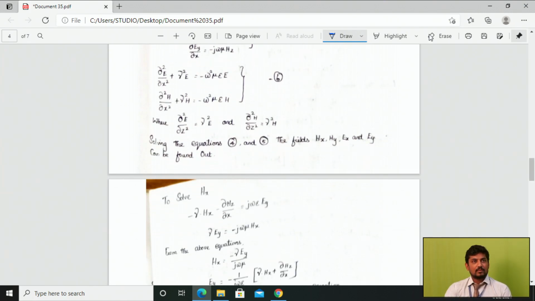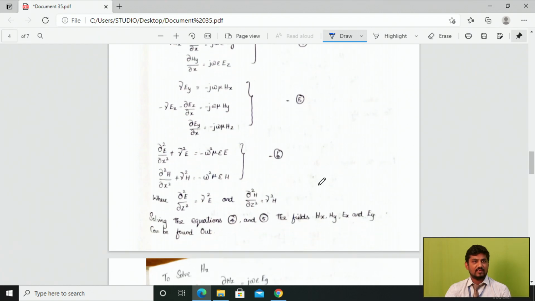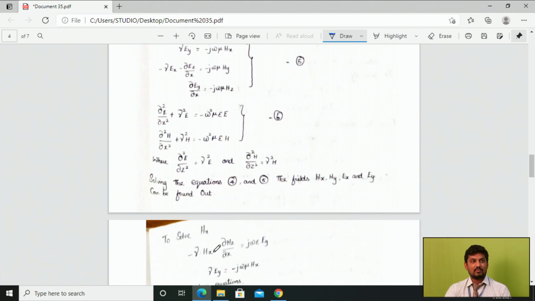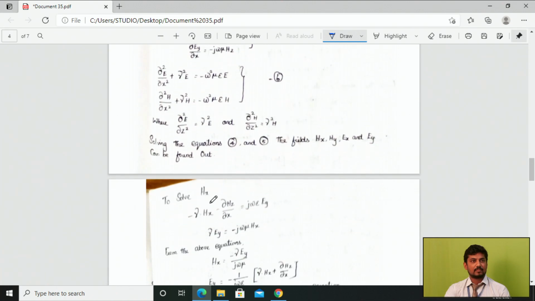Okay, by using equations 4, 5, 6, we can solve for Hx, Hy, Ex, Ey. We already said that in this question we can find the electric field strength, that is Ex, Ey, and the magnetic field strength, that is Hx, Hy. We will use equations 4, 5, 6 to solve for the Hx value.